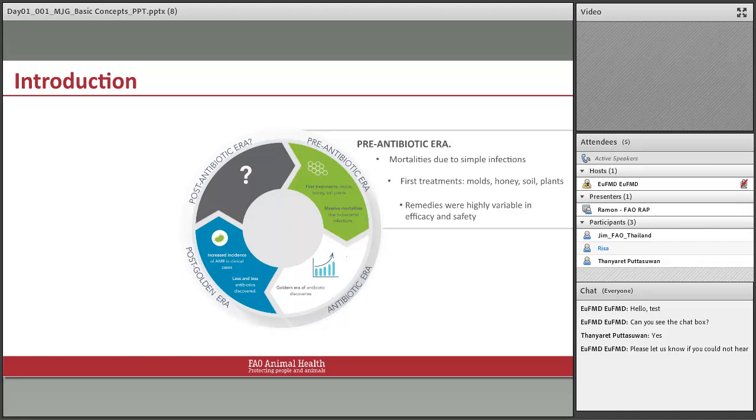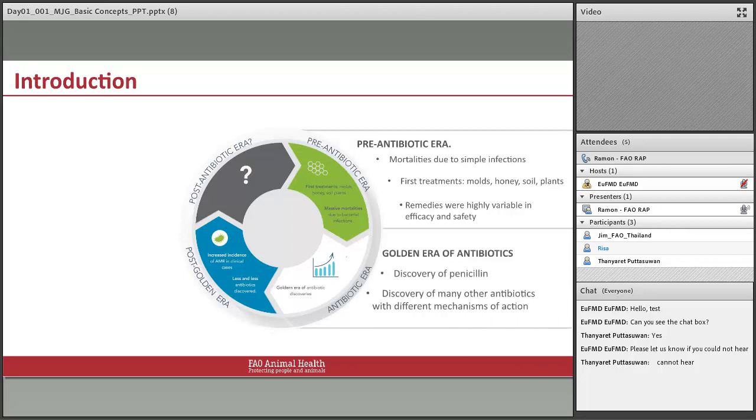So first, let me just describe here the evolution. In the early years, there was the pre-antibiotic era. This was before, when molds were first used to treat some patients, or they used roots, and mortalities happened due to simple infections. This is the reason also why back then people, families, had many children. They needed a lot of spares because somebody has to plow the field and all that.